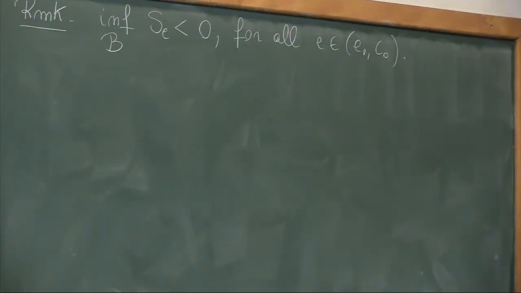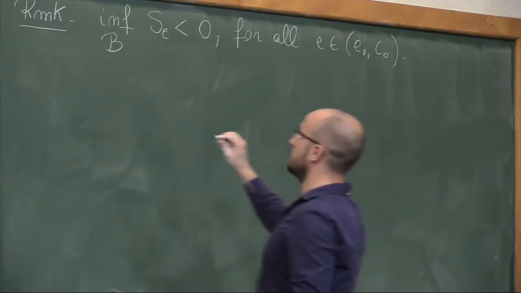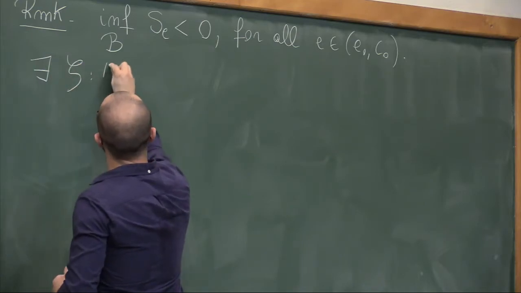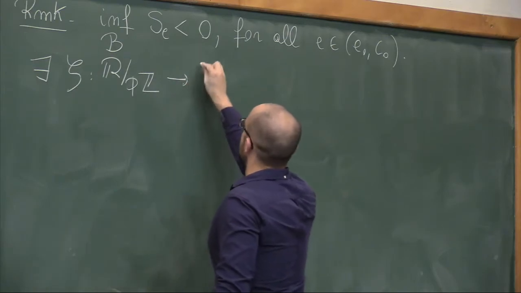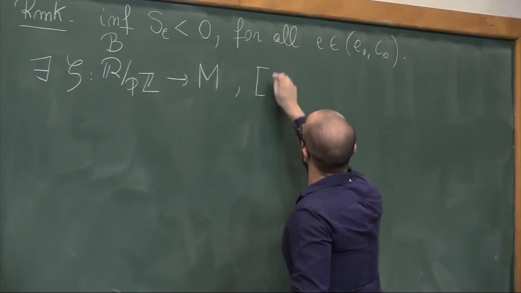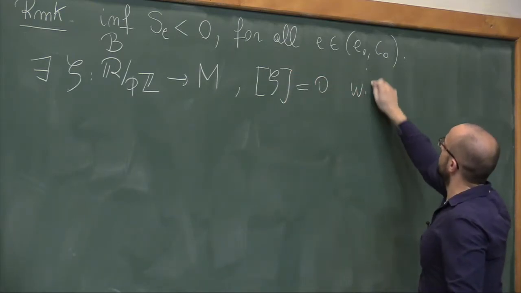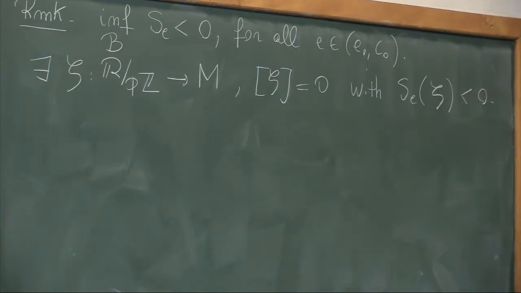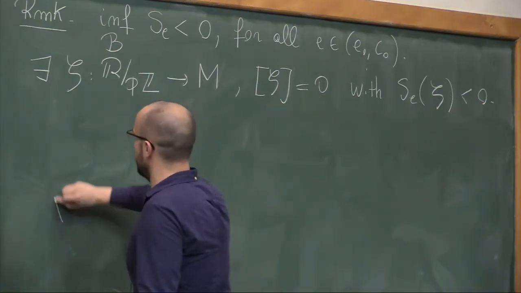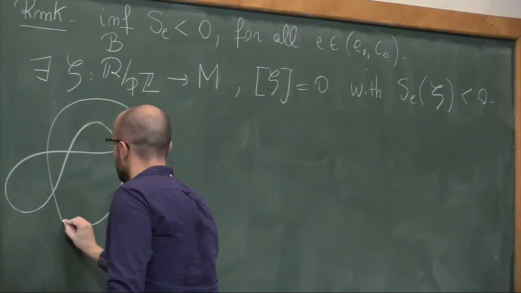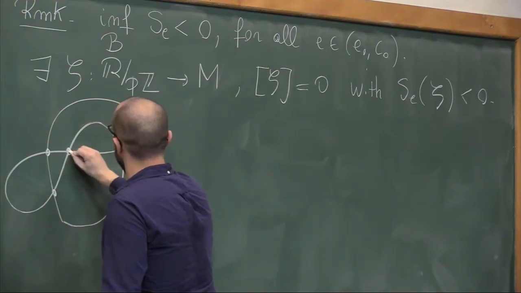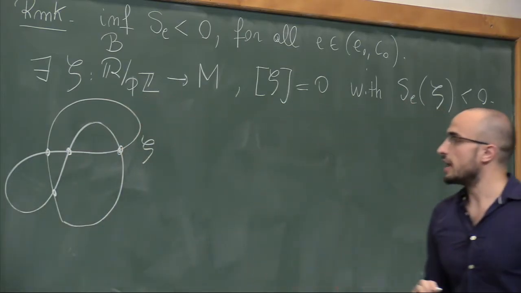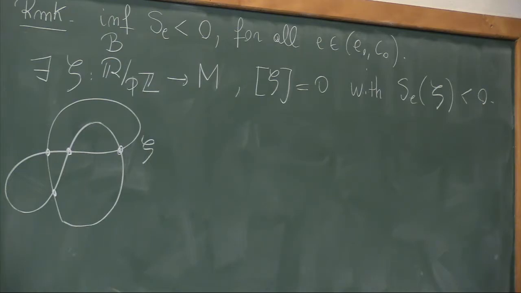Let us recall the definition of the energy value C0. C0 is the supremum of the energies for which there is a null homologous loop which has negative action. So what we know is that there exists a null homologous loop zeta with SE of zeta negative. This loop may have self-intersections. Let's draw a loop with self-intersections. What we want to do now is construct a topological boundary which has negative action.